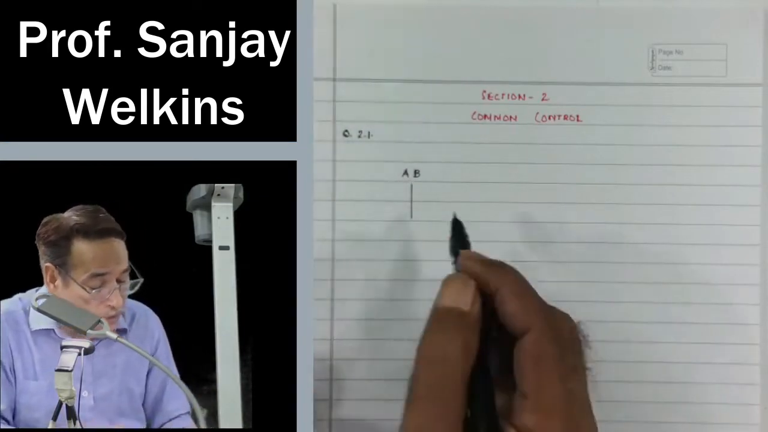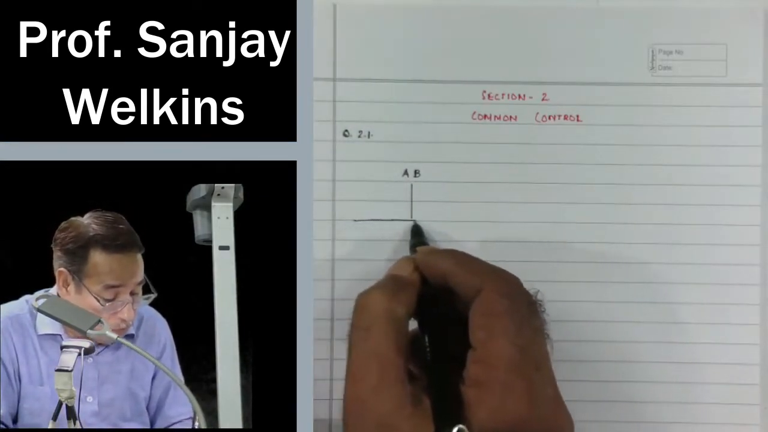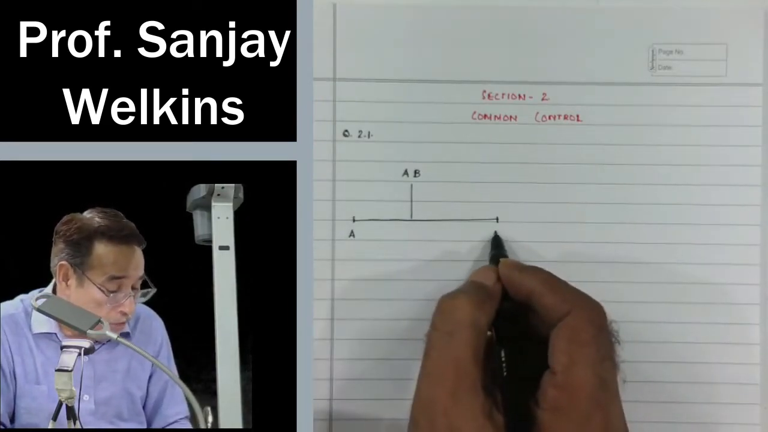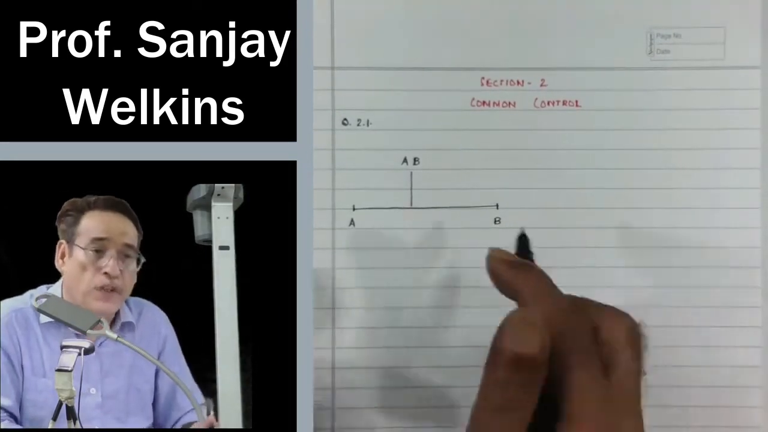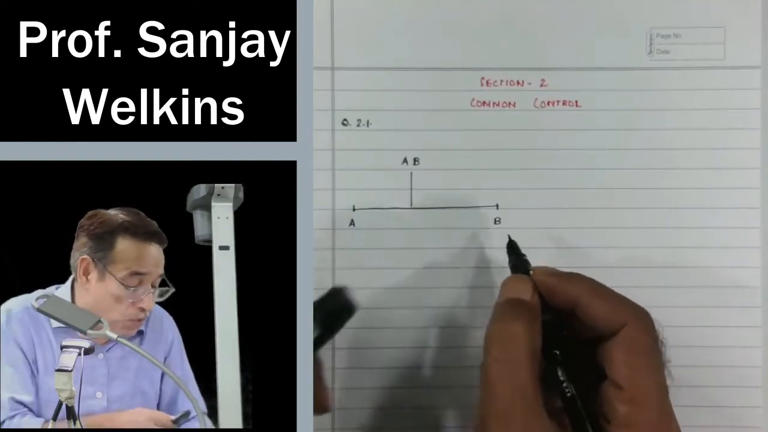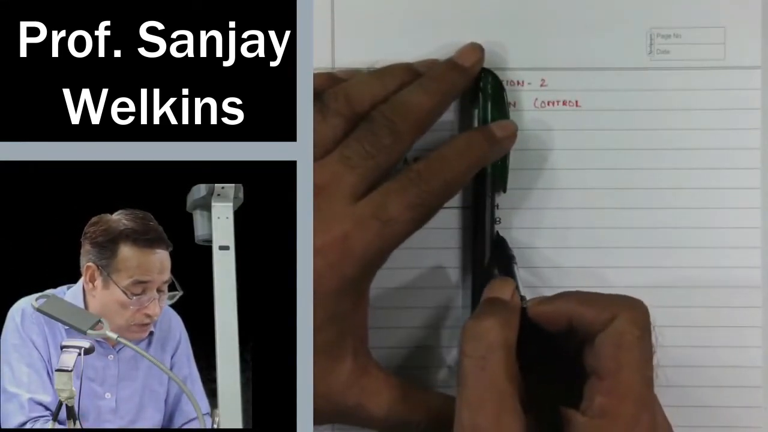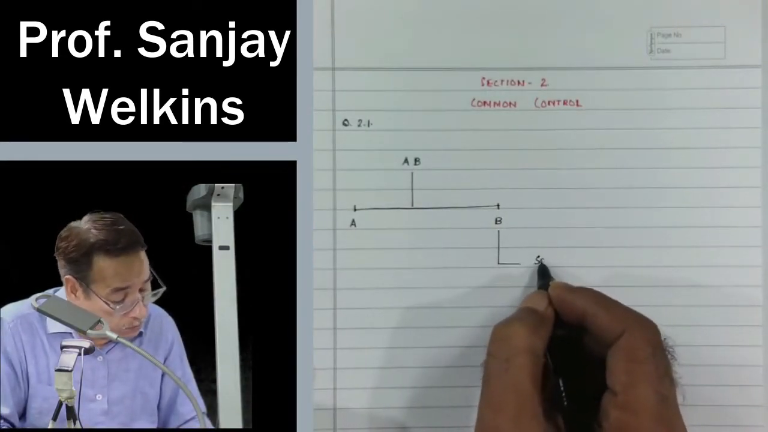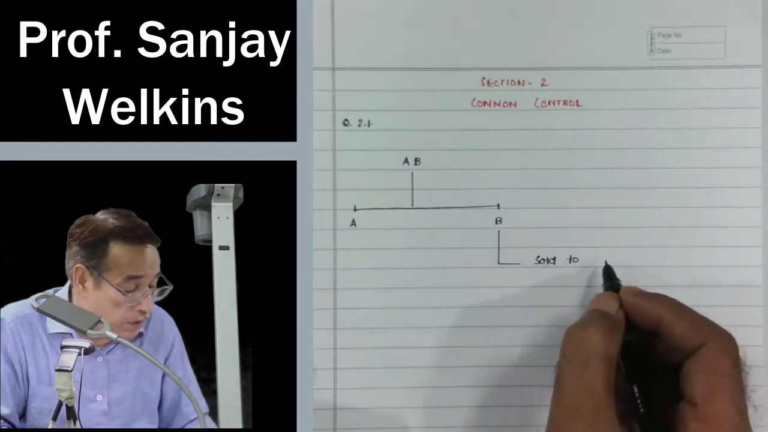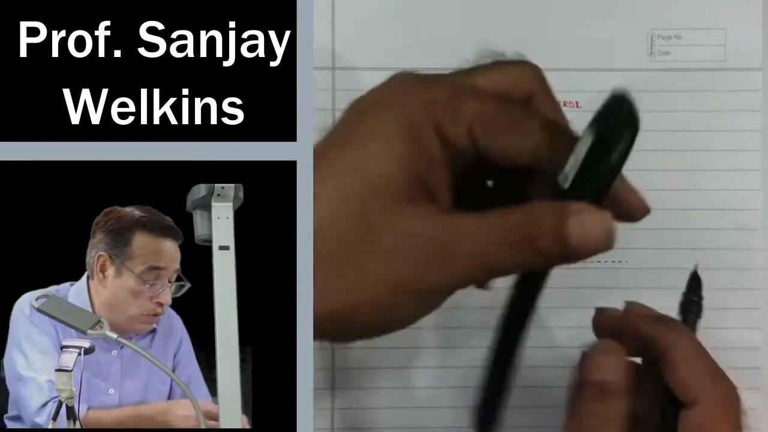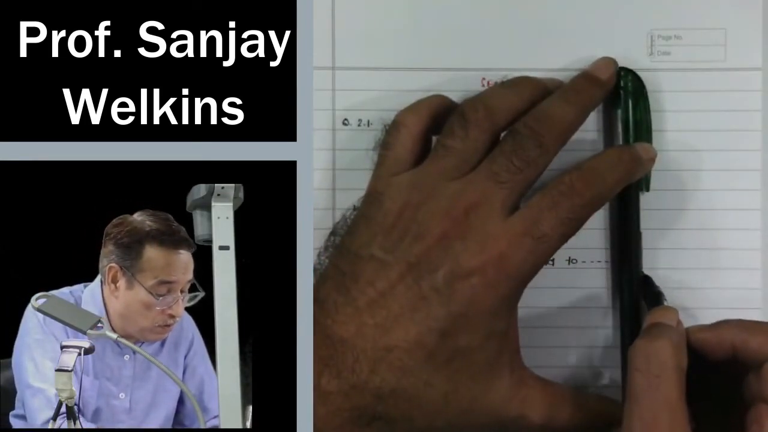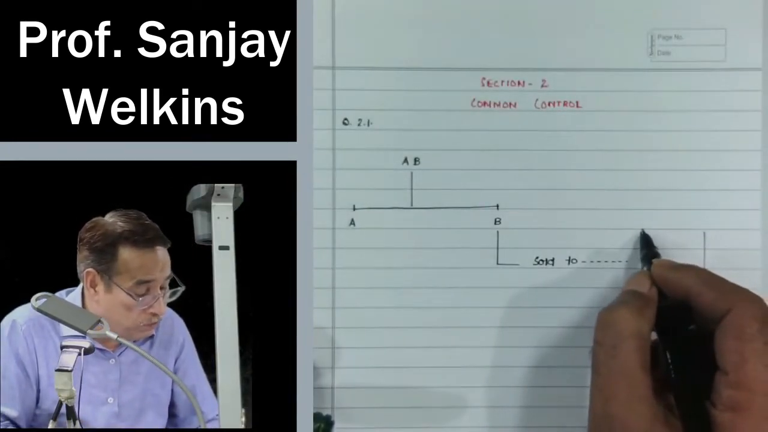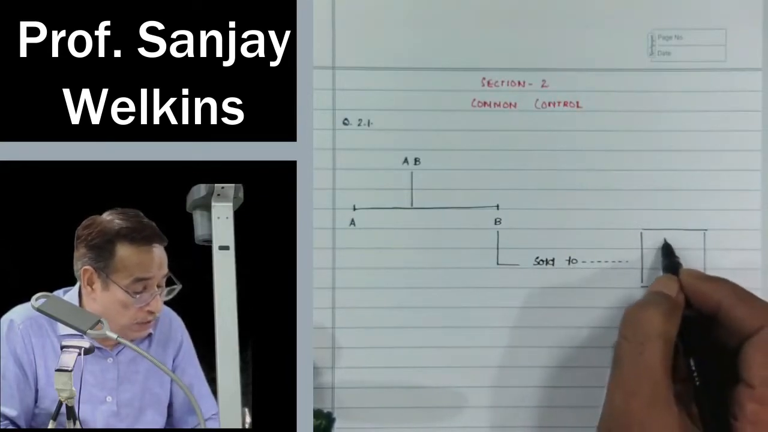AB Limited has two divisions, it is given to us. It has got two divisions, division A and division B. Division A is earning profit while division B is suffering losses. So the management of the company decides to sell off this particular division. This particular division has been disposed of, sold to a new company. This division has been sold to Z Limited. This is the new company, Z Limited, correct? This division is sold to Z Limited.